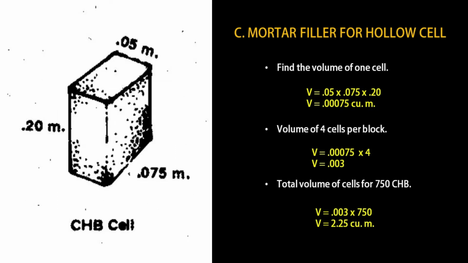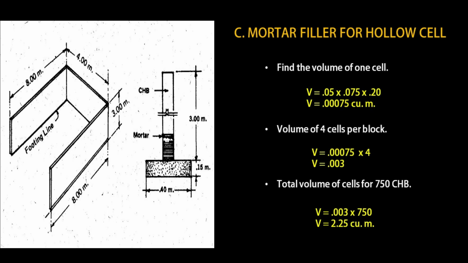Mortar filler for hollow cell. First is that we must find the volume of one cell. Volume is equal to 0.05 times 0.075 times 0.20 meters. Volume is equal to 0.00075 cubic meter. Then, we multiply that answer by 4 because there are 4 cells in one block.